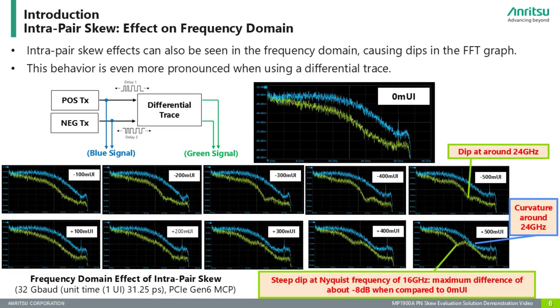In the frequency domain, intrapair skew causes dips in the FFT graph. This effect is more prominent when using a differential trace. In this PCI Express Gen 6 example, at plus 500 mUI, a steep dip at the Nyquist frequency of 16 GHz can be observed. This results in a maximum difference of about 8 dB when compared to 0 UI skew.